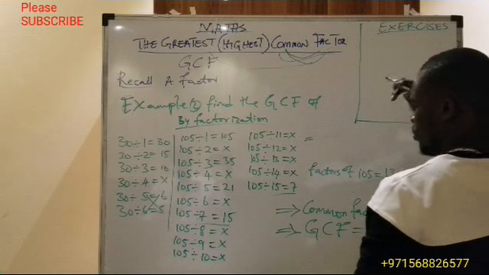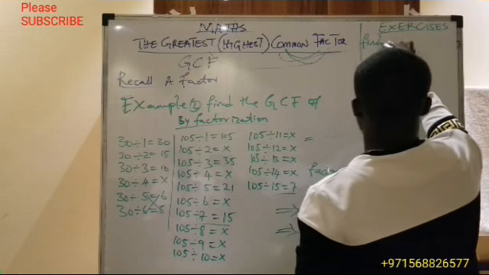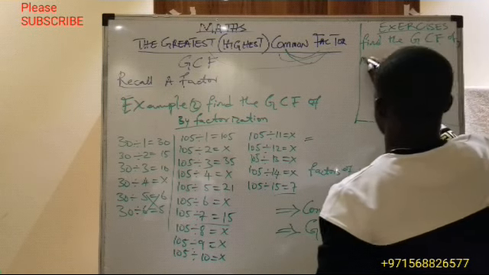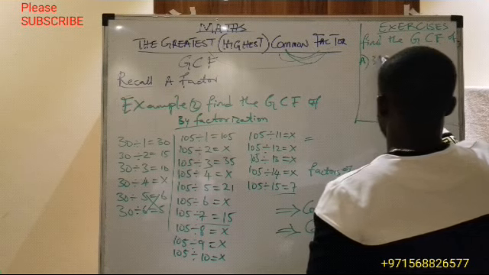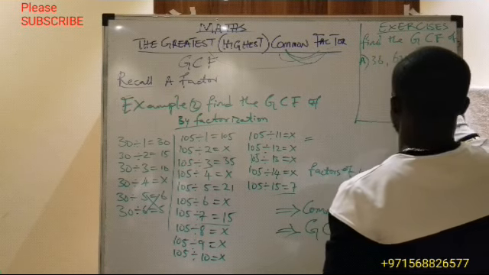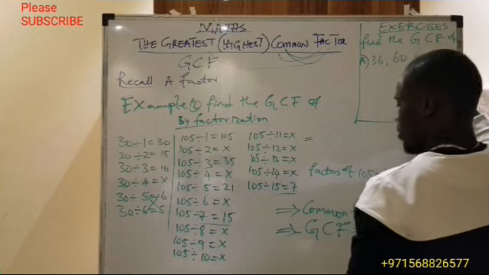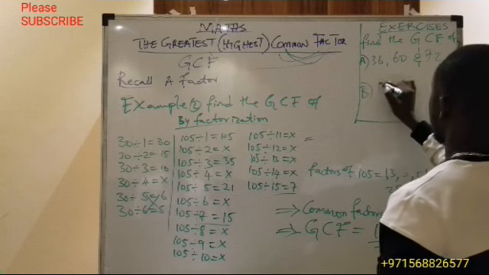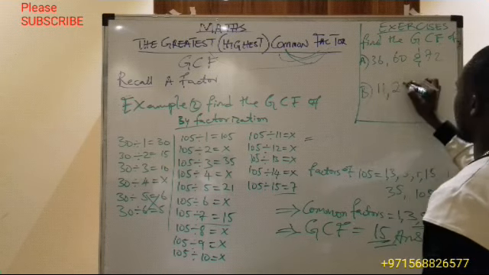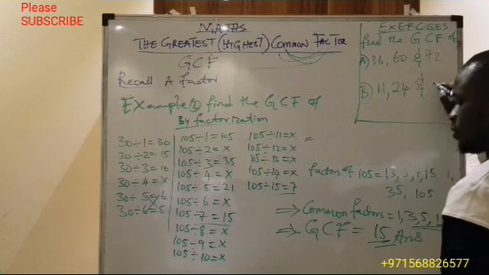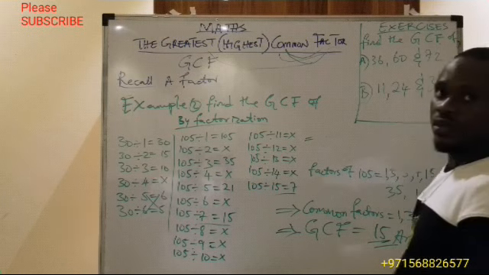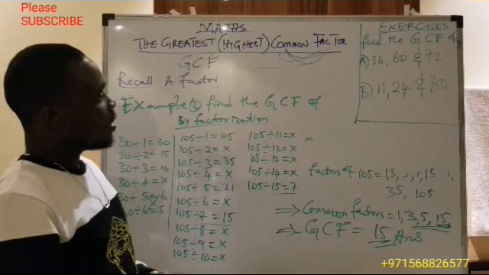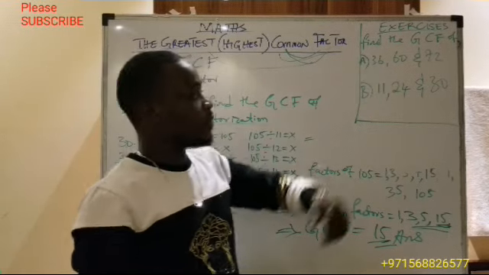Exercises. Find the HCF of A, 36, 60, and 72. B, 11, 24, and 30. That is that for today's topic. In the next class, we'll look at the exercises.